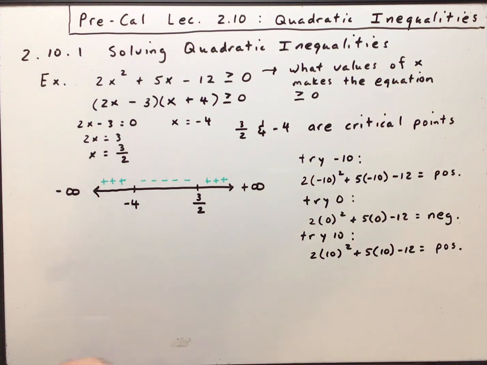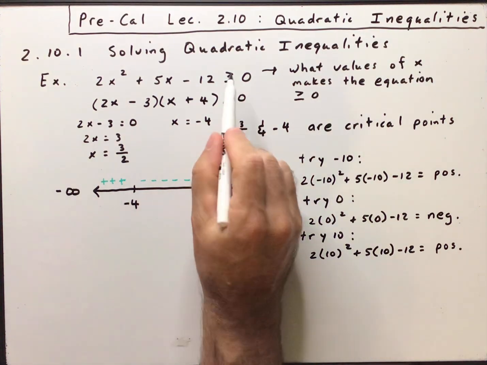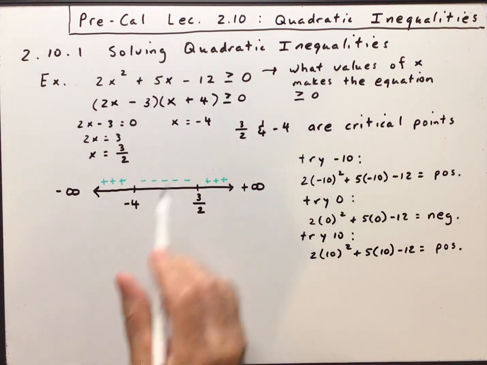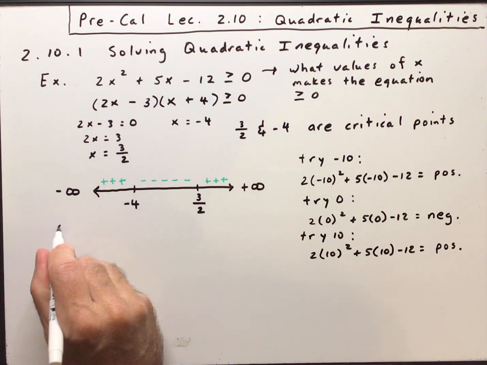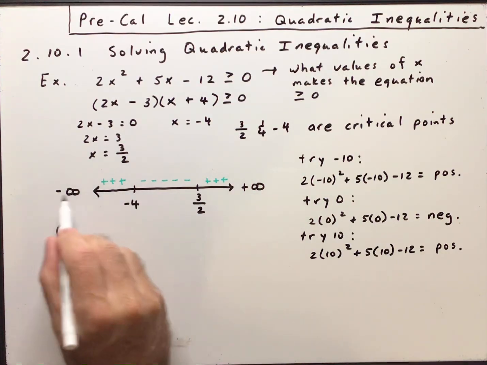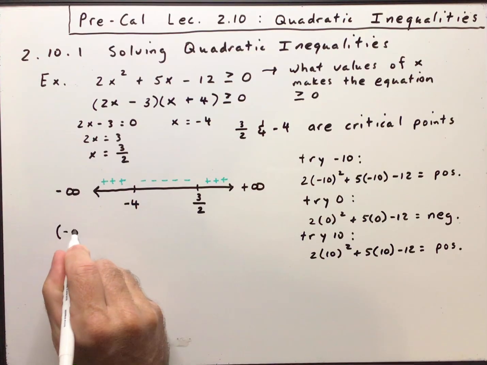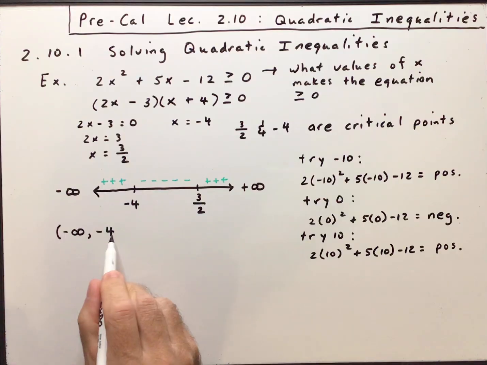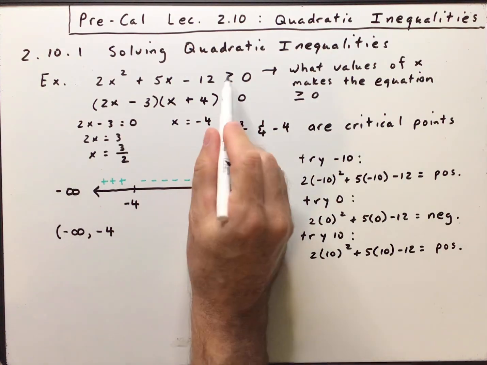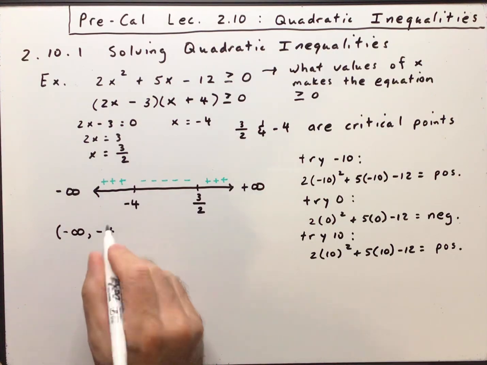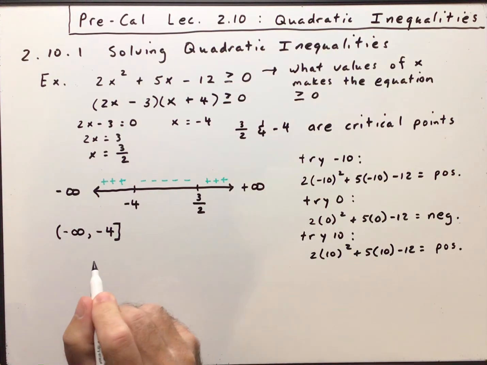So I found the critical points, though. So the solution: what values of x would make this equation greater than or equal to 0? Well, it's from -infinity. So our answer is going to be in the form of an interval, -infinity to -4. The question is, do I use a bracket or a parenthesis here? Well, it's greater than or equal to 0, so it can be equal to -4, so we use a bracket.